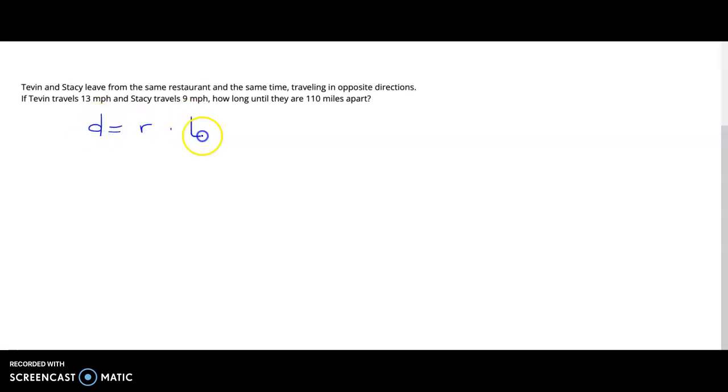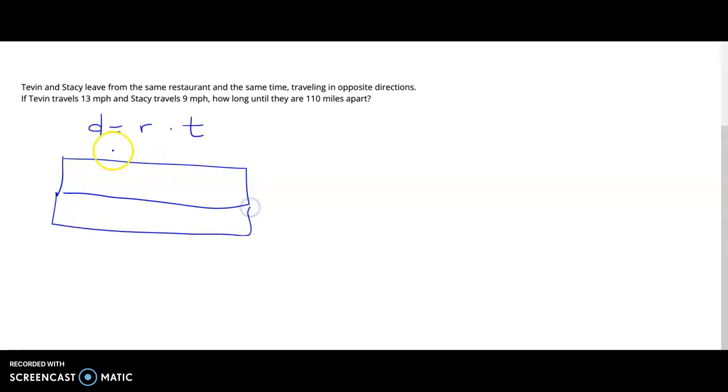distance equals rate times time. And whenever I'm doing these kinds of problems, I like to do a table. Let's see if we can make it a little neater. There we go. Okay. So let's first start with the distance.